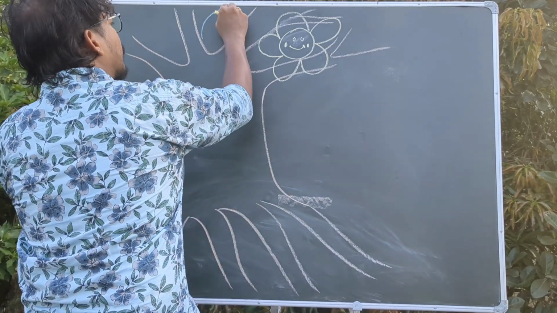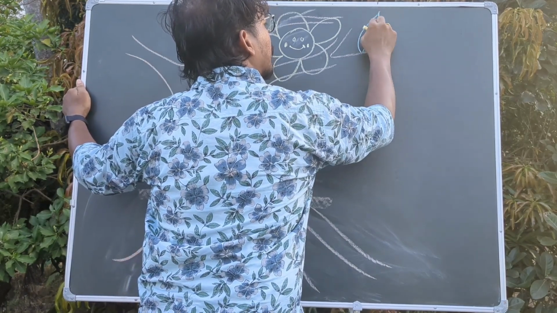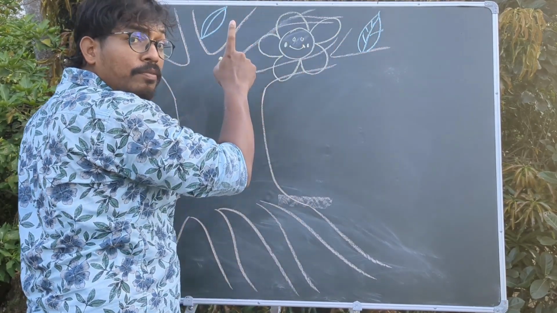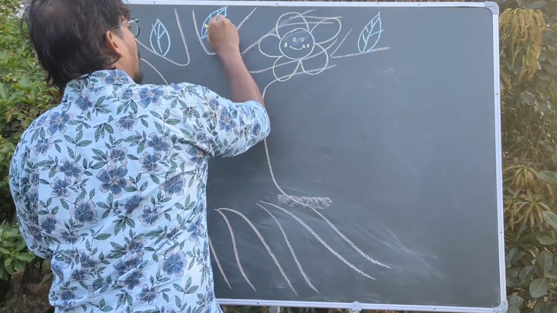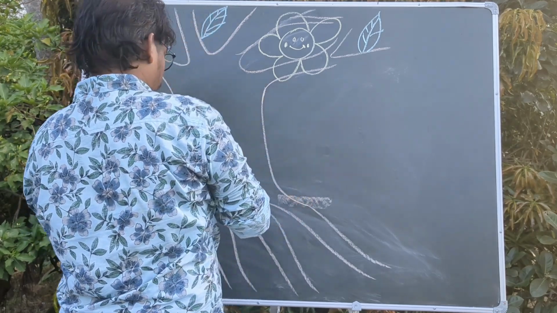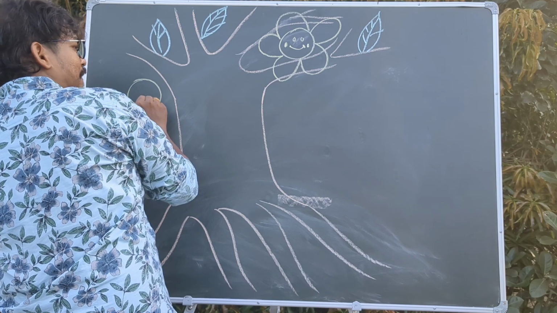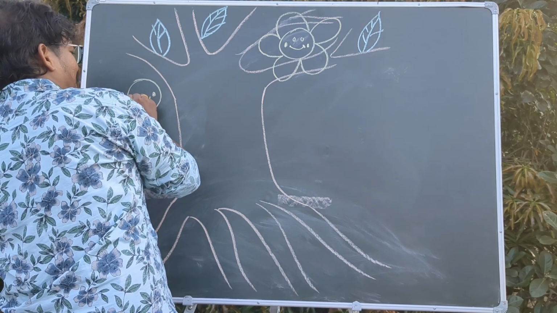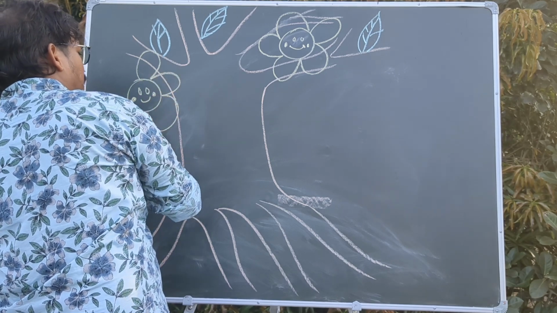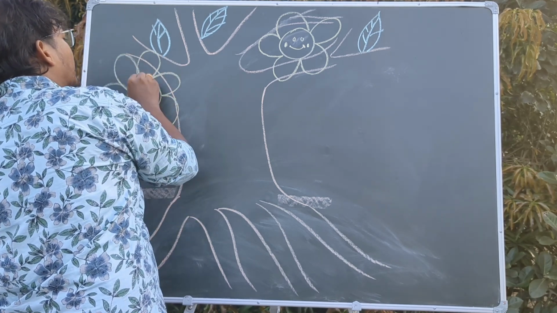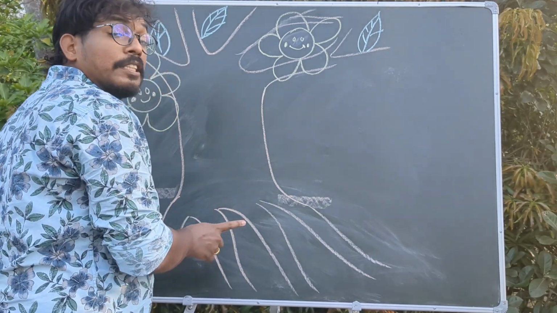We have green beautiful leaves, and all are because of its roots only. Let us have another happy little flower. And all are because of its roots. So in the end, that is the root which decides everything.